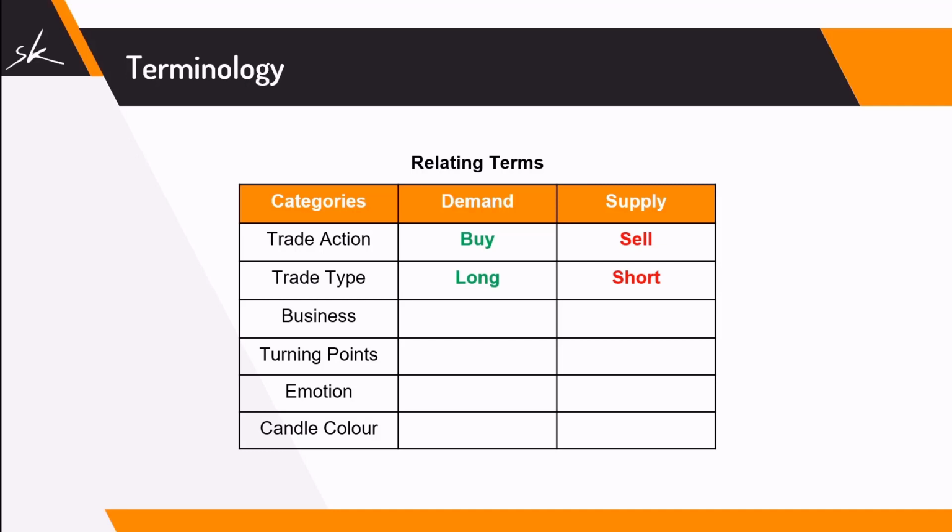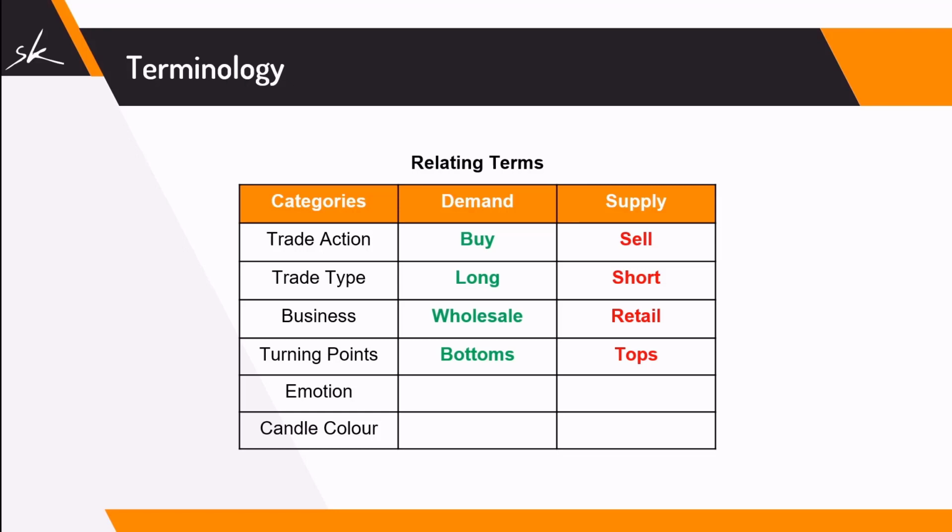Looking at it with a business perspective, at cheap price we are always interested in buying, therefore we can call demand as wholesale prices. At expensive price we are always interested in selling, therefore we can call supply as retail prices. From demand we are expecting prices to move up, therefore bottoms can form at demand zones, and from supply prices can move down, therefore tops can form at supply zones.